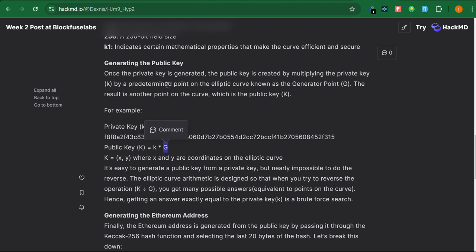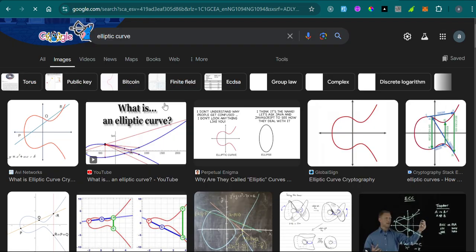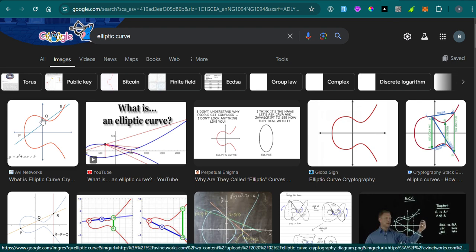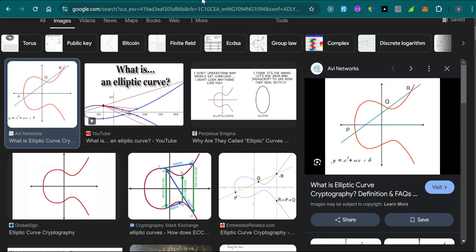Okay, so let me show us a pictorial diagram of what the elliptic curve looks like. So here you can see this. Let's use this for example. See what the elliptic curve looks like. What this means is that there's a point G on this curve. Let me click one for example so we can use that. Okay, so using this as an example, let's say point R is our private key and point Q is our generator point.